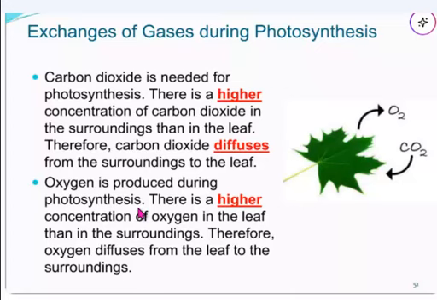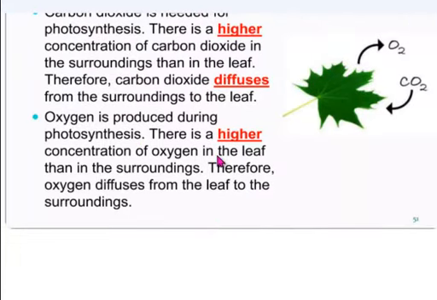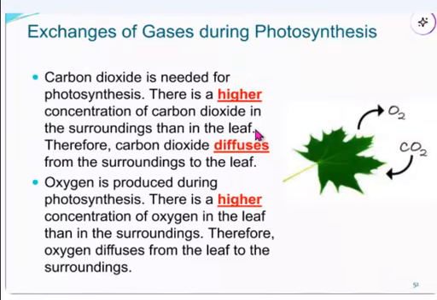There is a higher concentration of oxygen in the leaf than in the surrounding. Therefore, oxygen diffuses from the leaf to the surrounding, and that is how we also get our own oxygen that is needed in our what? Body system. That is how you can see in the diagram that there is exchange of gas.